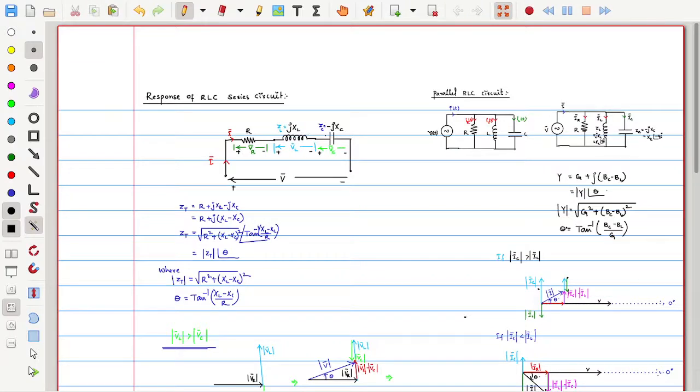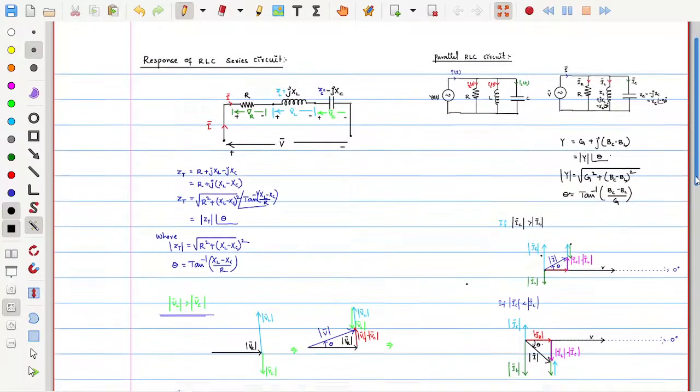plus ZC, which we got as R plus j(XL minus XC), which we can write in polar form as mod ZT at an angle of theta, where mod ZT is the magnitude of this impedance and theta is the angle of this impedance.